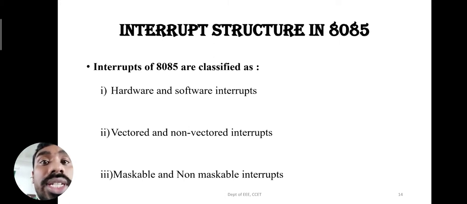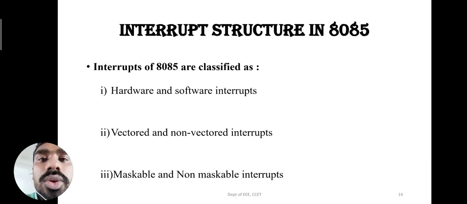So now we are going to discuss in detail about the interrupt structure of Intel 8085. Intel 8085 has basically three categories of interrupts, namely hardware and software interrupts, vectored and non-vectored interrupts, and the third one is maskable and non-maskable interrupts.